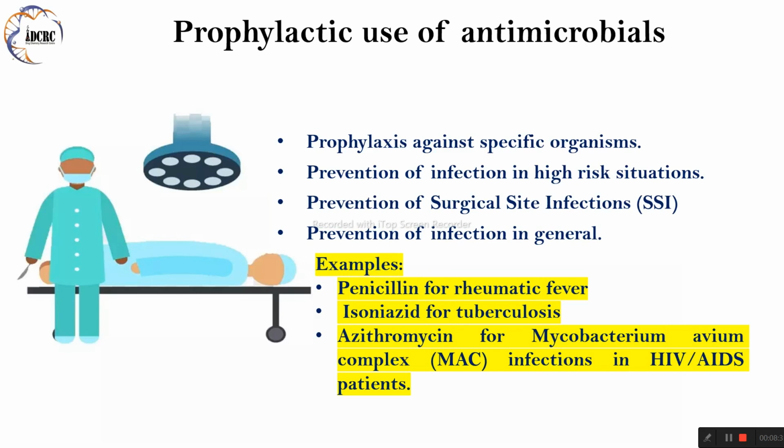4. Prevention of infection in general. Prophylactic antibiotics are often misused in situations where there is no clear indication or benefit. Examples include neonatal prophylaxis, postpartum infections, and viral upper respiratory tract infections. In these cases, the risks of promoting antibiotic resistance and causing adverse effects outweigh any potential benefits of prophylactic therapy.